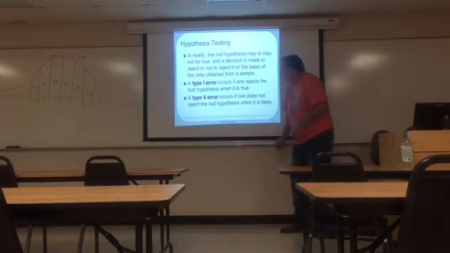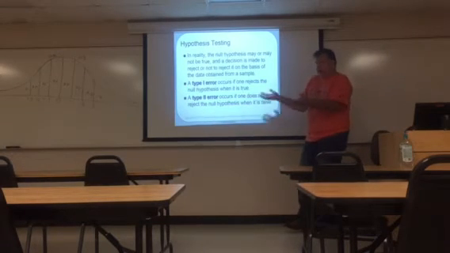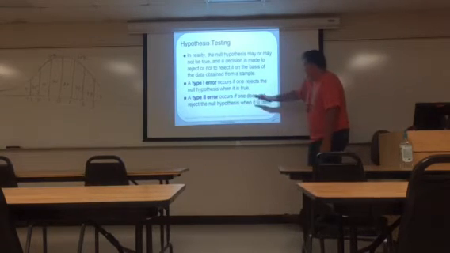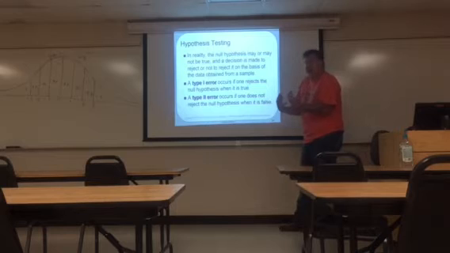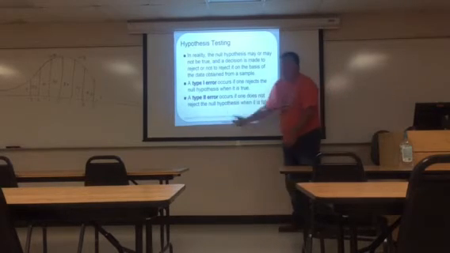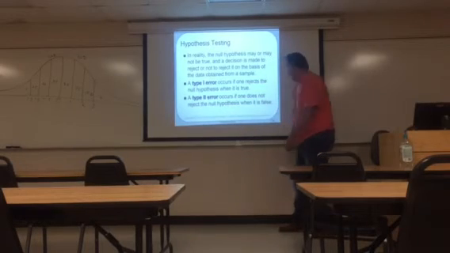A type 2 error occurs if I do not reject the null hypothesis. Let's say I accept the null hypothesis, but really my findings were that the means were significant. That's called a beta error or a type 2 error.